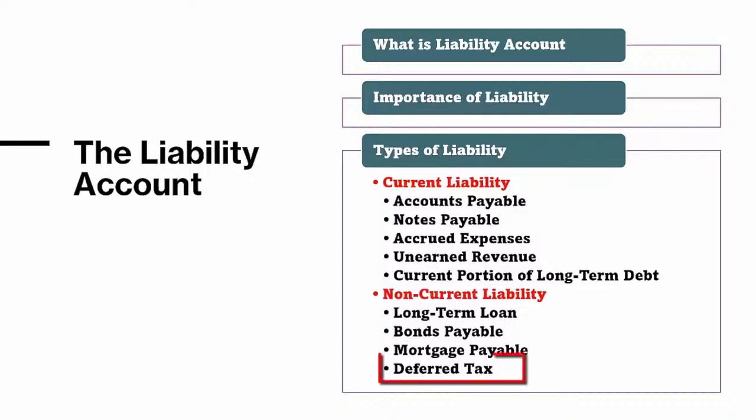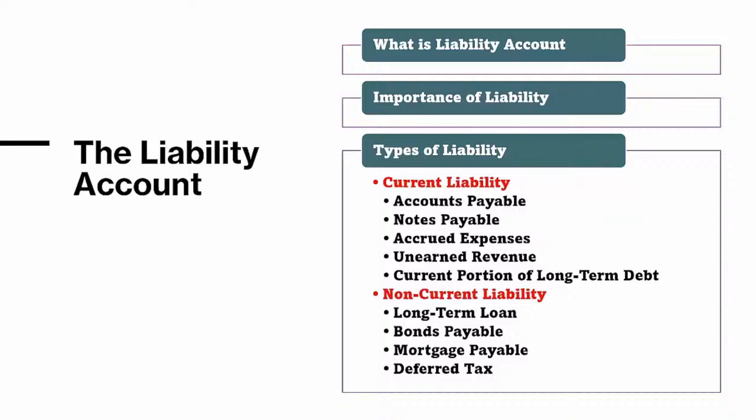Deferred tax liability. Sometimes the business delays paying certain taxes due to timing differences between tax and accounting standards. The tax that is due in the future is recorded here. Summary of liability accounts. So here's a quick list of all the main accounts under liabilities.